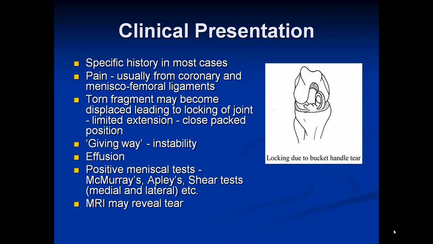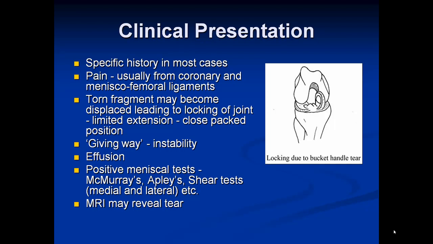It is important to differentiate between true locking and pseudo locking. True locking is where the joint is locked and the patient is unable themselves to unlock the knee joint. Pseudo locking is where the knee locks but the patient can wriggle their joint free. So true locking is a sign of meniscal torn fragment becoming lodged within the knee.